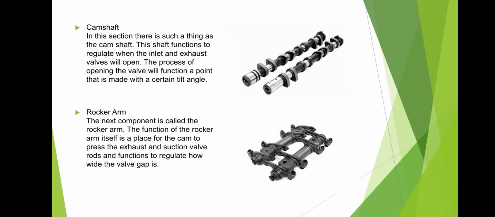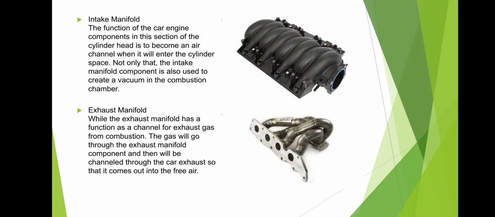This is the rocker arm. The next component is called the rocker arm. The function of the rocker arm itself is to press the cam to press the exhaust and suction valve rods, and to regulate how wide the valve gap is.